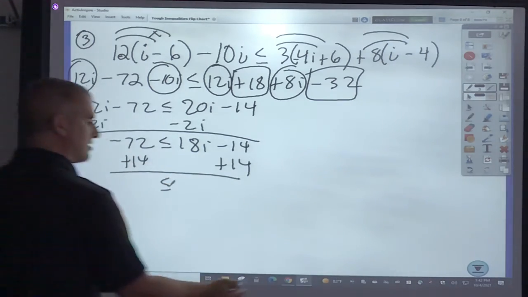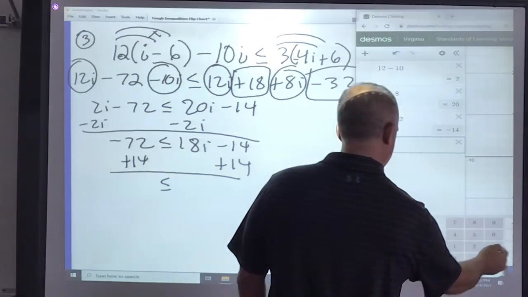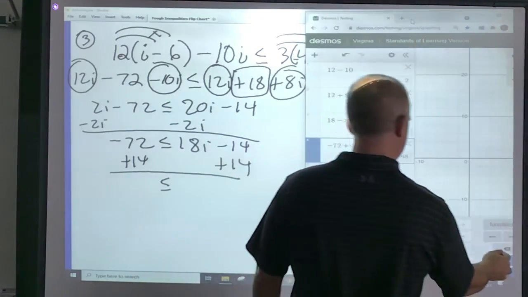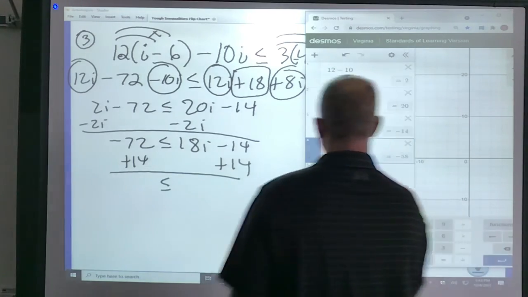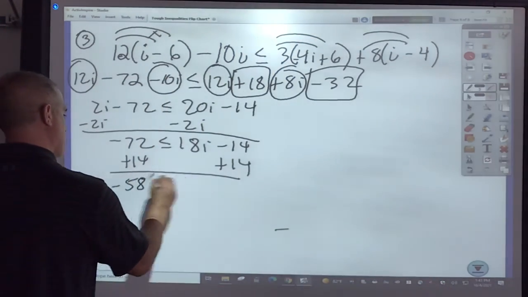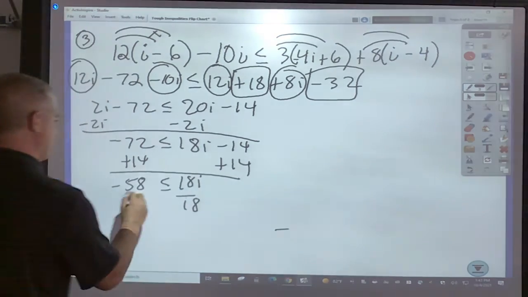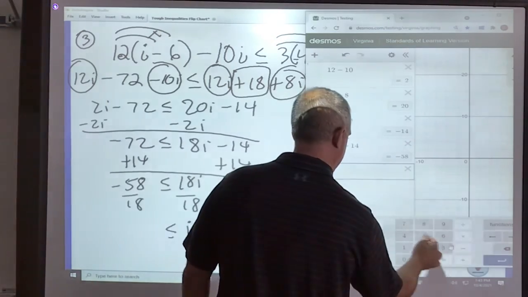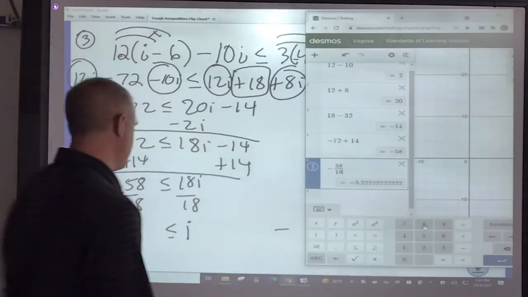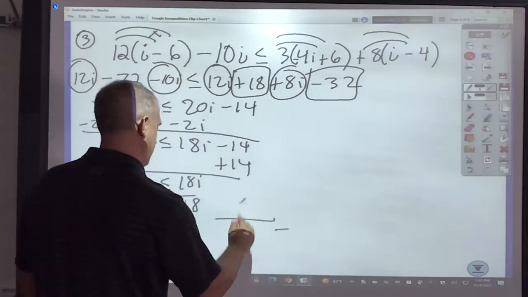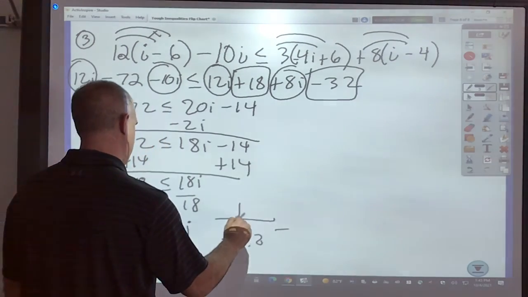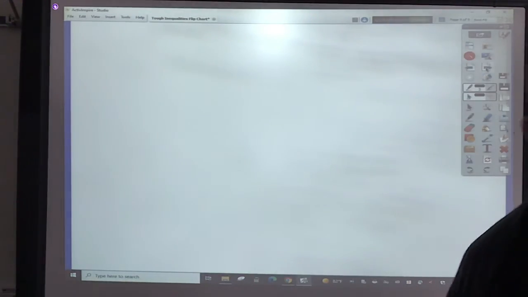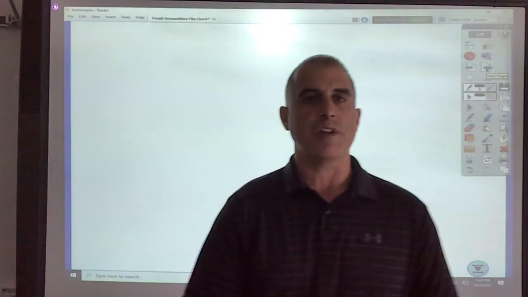I'm going to use Desmos because it's involving negatives. Negative 72 plus 14 is negative 58. And then divide by 18. i is going to be greater than or equal to whatever negative 58 divided by 18 is. Negative 3.2. Go to the circle. I think that's it. Okay? By practicing that, we should be much better at combining like terms and then solving equations and inequalities.